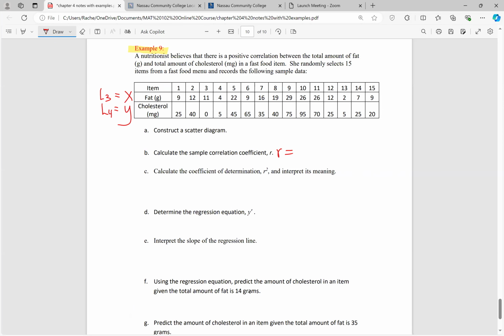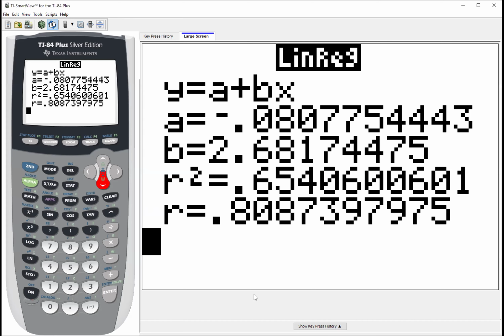So R is equal to 0.809, which is close to 1. It's up there. So that's a moderate to moderate strong positive linear relationship. So part C, let's calculate the coefficient of determination, which is R squared, and we'll interpret it. So let's go back to the output. We have R squared right there. R squared is equal to about 0.65. Let's go 2 places this time since we typically convert it to a percent. So R squared is 0.65.